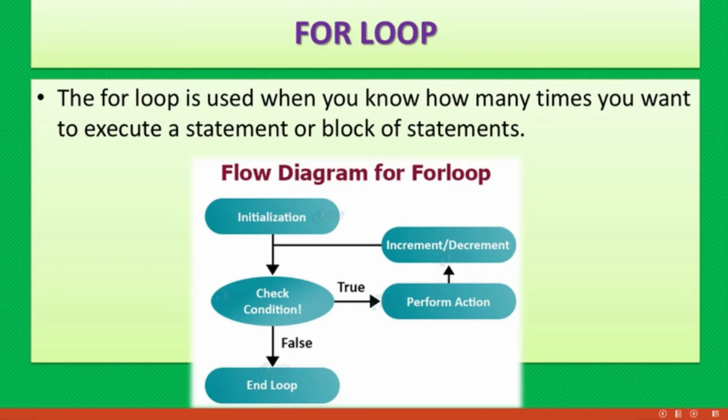For loop is used when you know how many times you want to execute a statement or block of statements. This is the definition for loop. Any loop which is a bounded loop will know how many times to be executed. In the previous session we learned bounded loops. If we know beforehand how many times it has to be executed, we call it bounded loops. Okay, and this is the flow chart for the for loop which we have already learned.